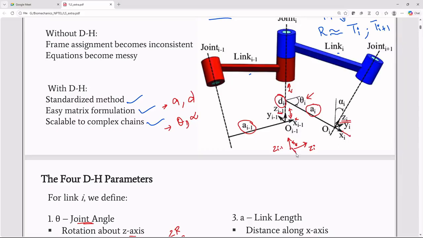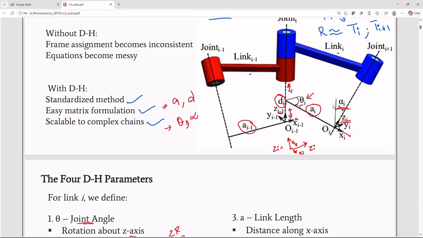Here, if you see, x(i) is in this direction. So in that plane, this is being measured in the z-y plane of this particular axis. That is the orientation between the z(i-1) and z(i) axes. That's what alpha gives. So these are the two things.